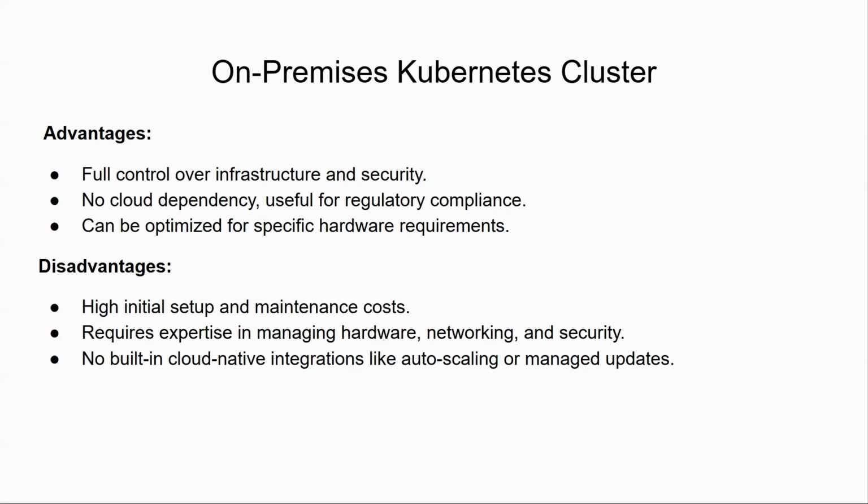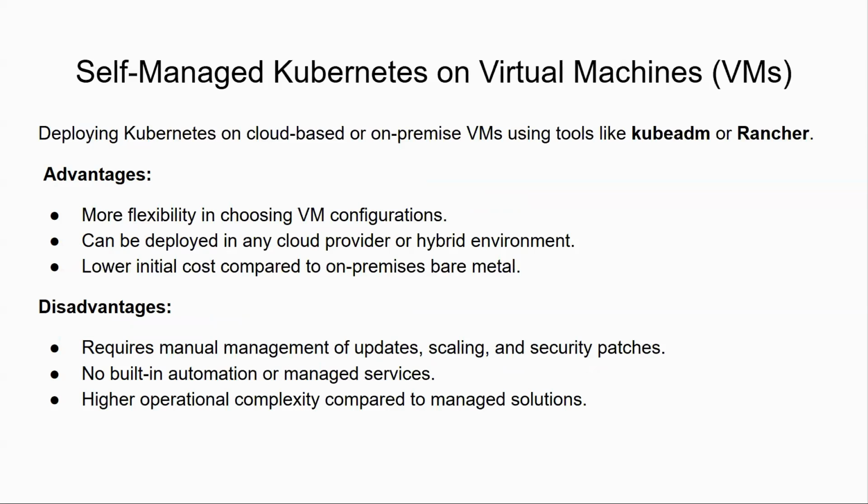So the main advantage is full control. The company controls the complete setup, right? That is the biggest advantage, and these are the disadvantages of on-premises. It can also be optimized for specific hardware requirements. So based on our requirement, we can have the hardware, but once we update, it will change, right? So that is about on-premises, and now we will check self-managed Kubernetes on virtual machines.